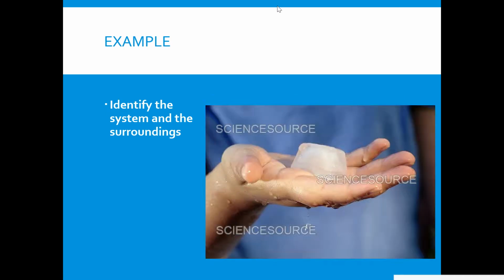Another example, again, stolen from Science Source. Identify the system and surroundings of, say you have a piece of ice in your hand. It's melting. So if we focus on the ice cube itself, the ice cube itself is absorbing energy from our hand and also from the air. So the system would be the ice cube and the surroundings would be the hand or the air around it.